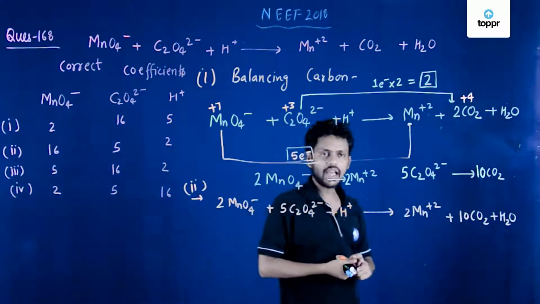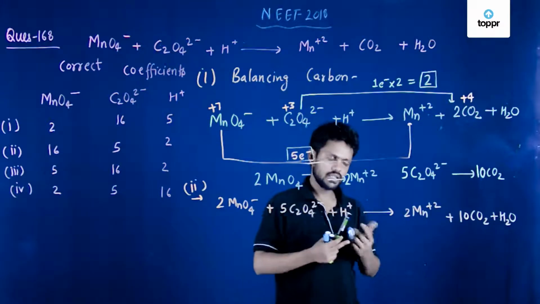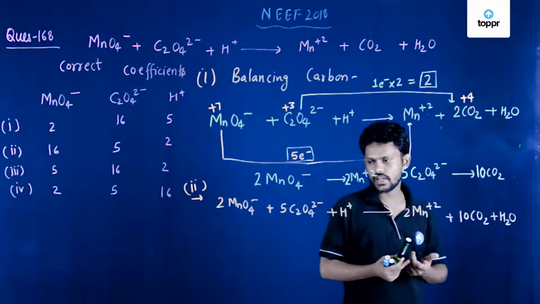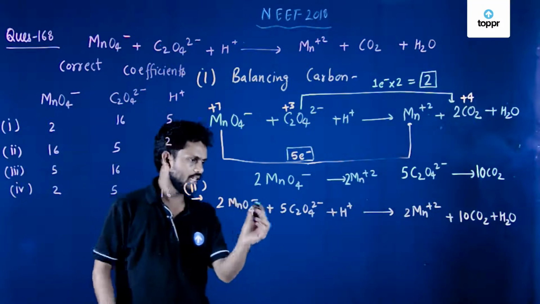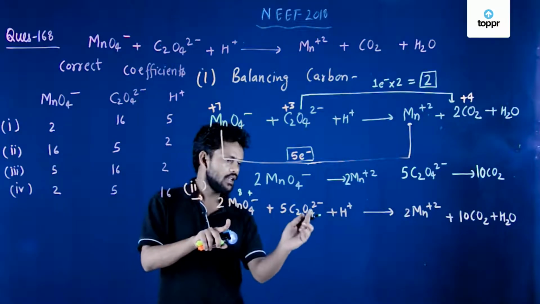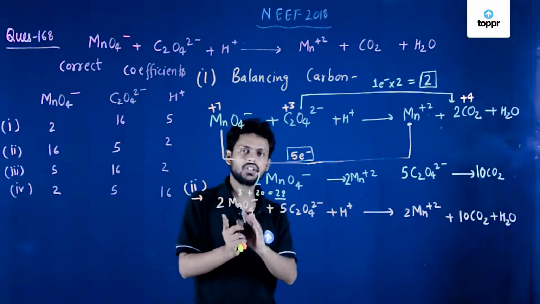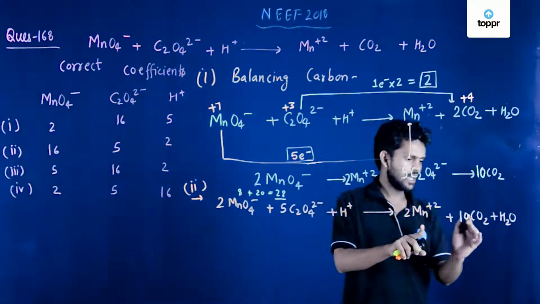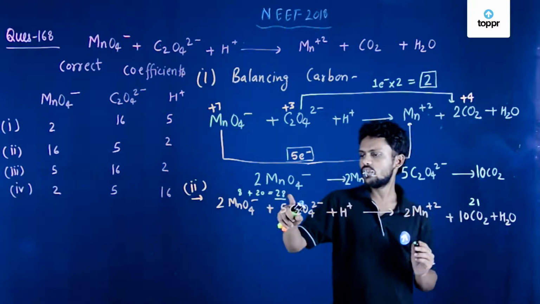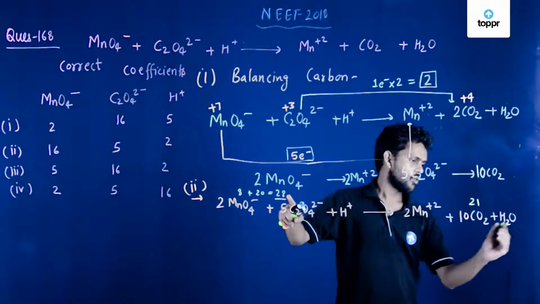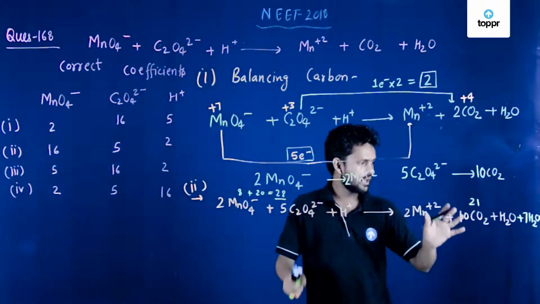Now I need to balance the oxygen atoms, and after that the hydrogen atoms. If you look at the number of oxygens on the left, 2 times 4 is 8, plus 5 times 4 is 20, so a total of 28 oxygens. On the right hand side we have only 10 times 2 is 20, and 21 with the water. So we need to overcome 7 oxygens, and I will add another 7 H2O. Now my oxygens are balanced.